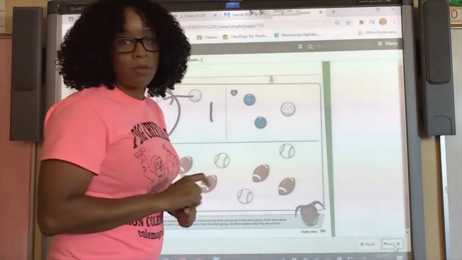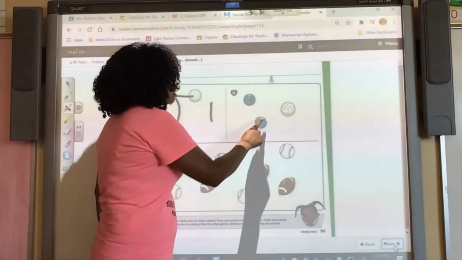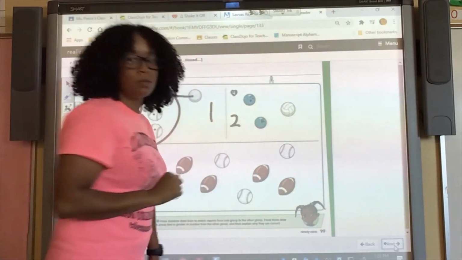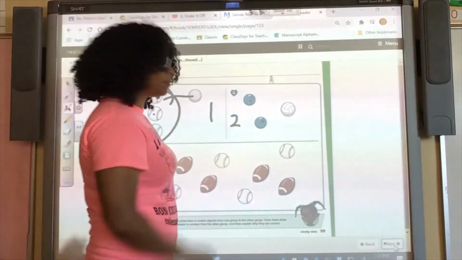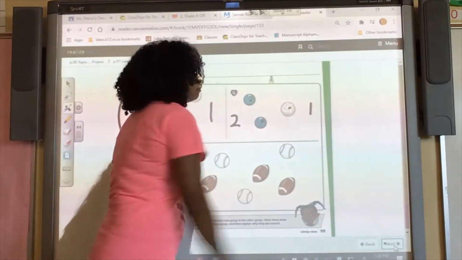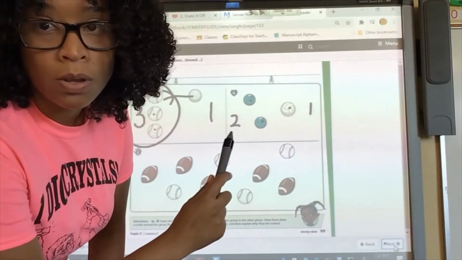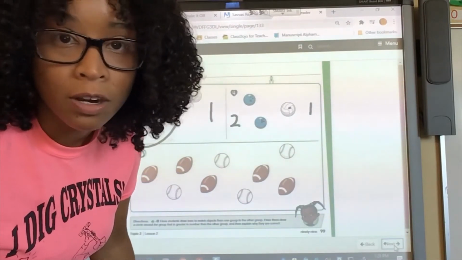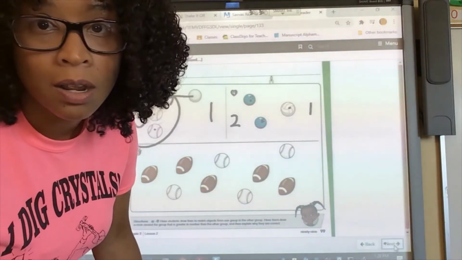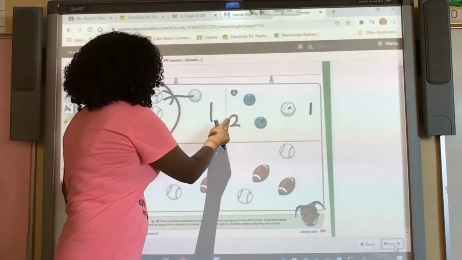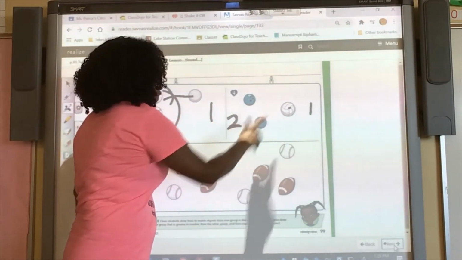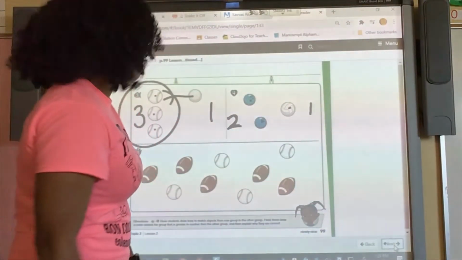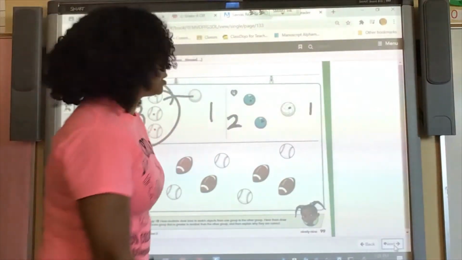All right, let's count the bowling balls. 1, 2. There's 2. Let's count the volleyball. 1. So we have a 2 and we have a 1. Which one is greater? Which one is bigger? Which one is more? The 2. The 2 is greater. It's bigger than the number 1, and it's more than.